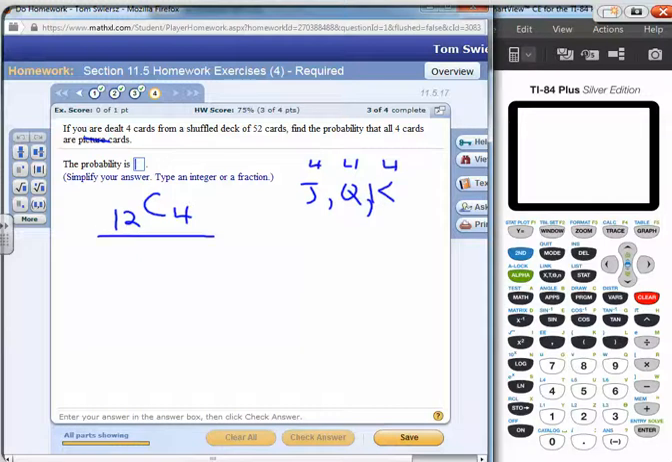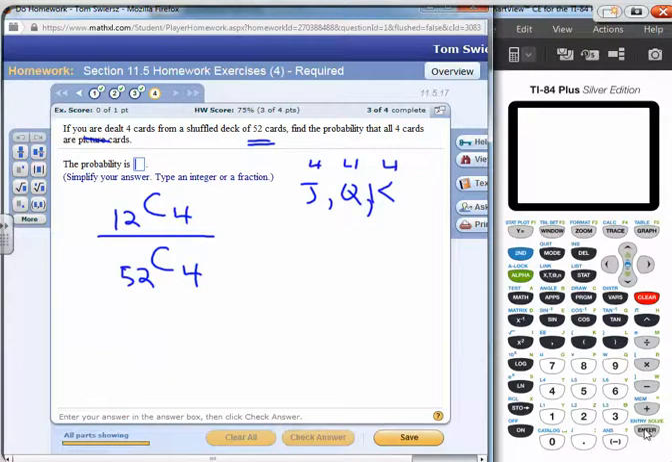Now the denominator is all the different possible outcomes. Again, order doesn't matter, a combination, all possible. We're using 52 cards from the entire deck, and we're again selecting 4. So the answer is going to be 12C4 divided by 52C4. 12C4 from the 12 picture cards, 52C4 from the 52 cards in the entire deck to give us all possible combinations.